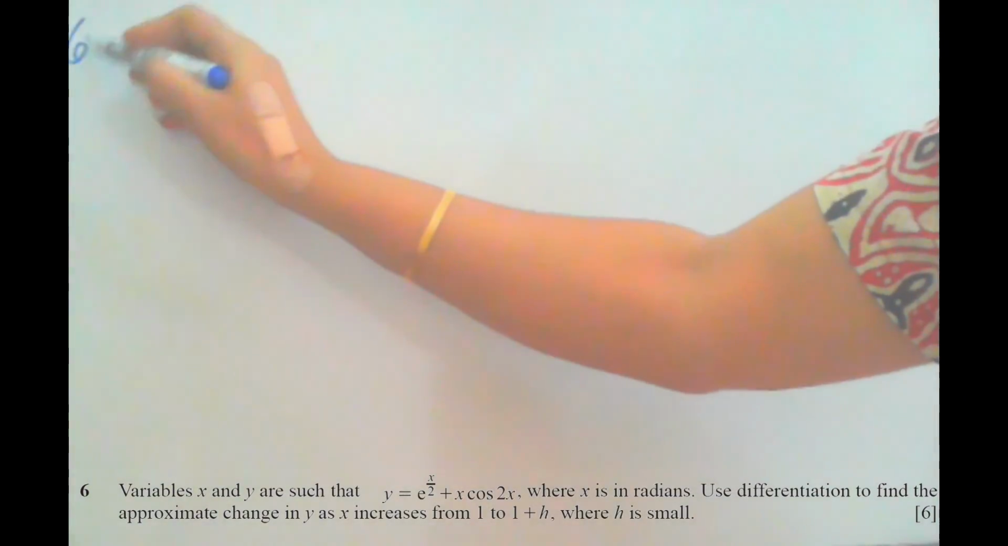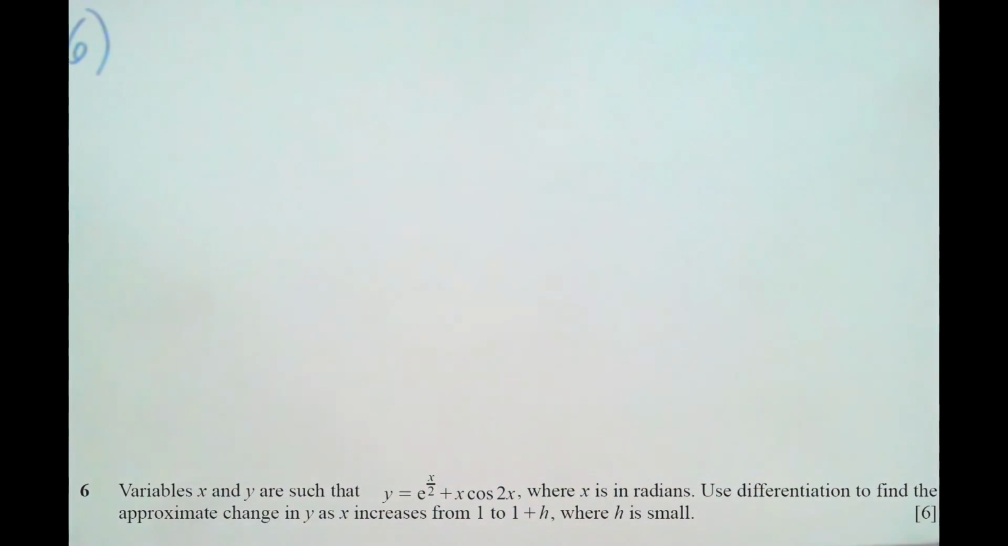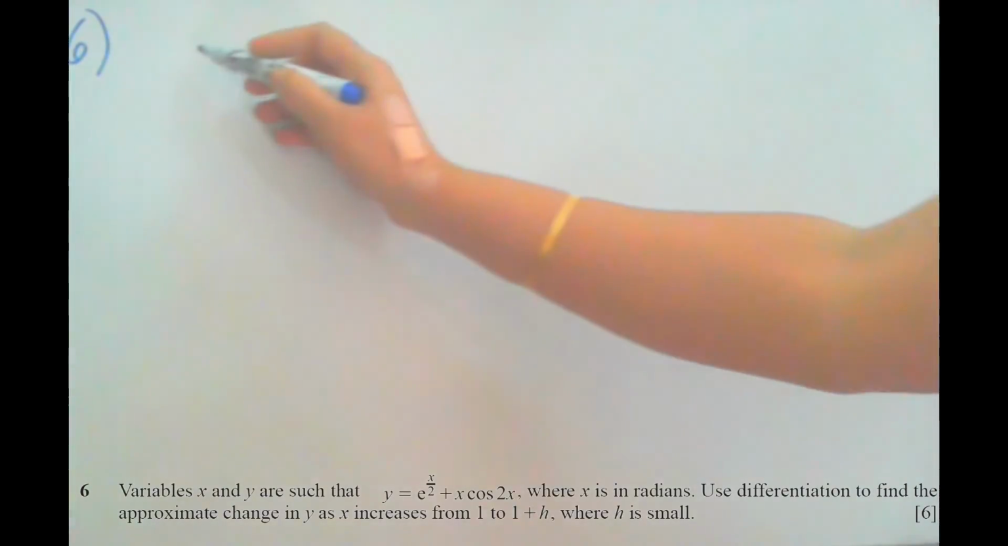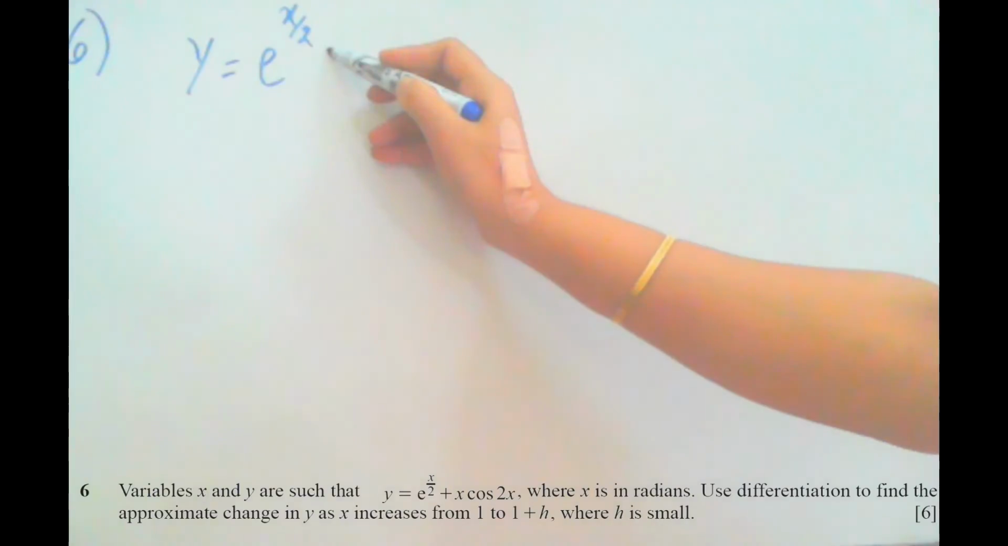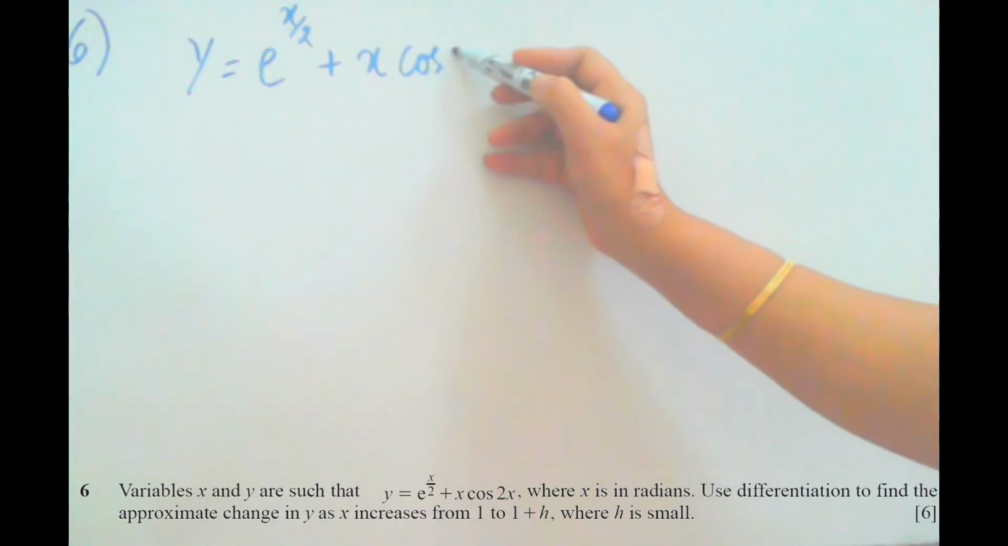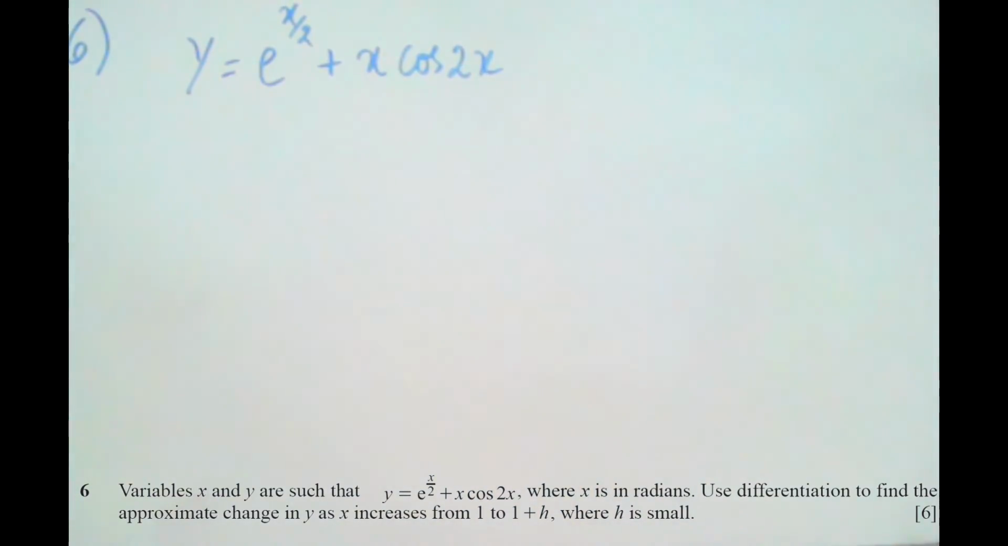Going to question number 6. Variables x and y are such that they are related by the equation y equals e power x by 2 plus x cos 2x, where x is in radians. Use differentiation to find the approximate change in y as x increases from 1 to 1 plus h, where h is small. Read the question again and be clear.